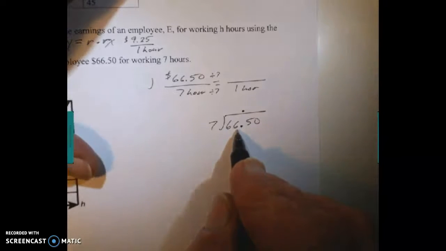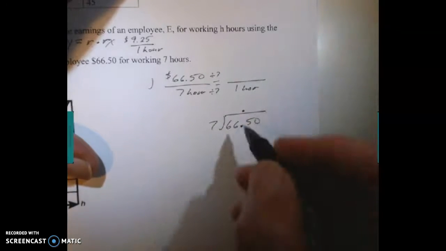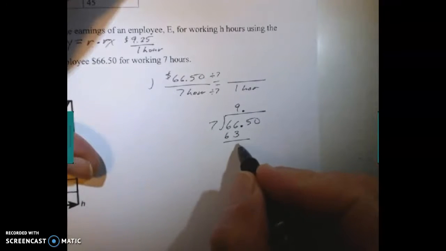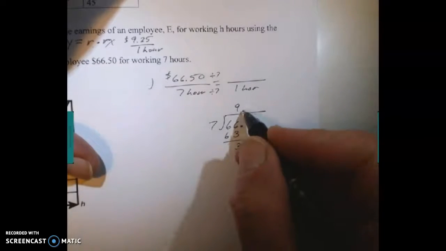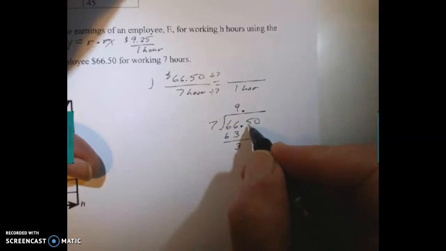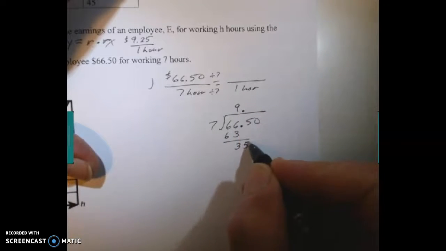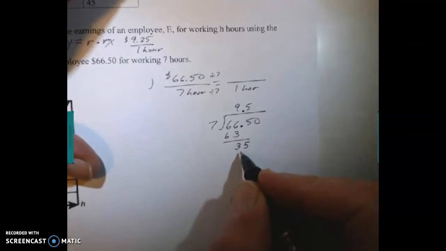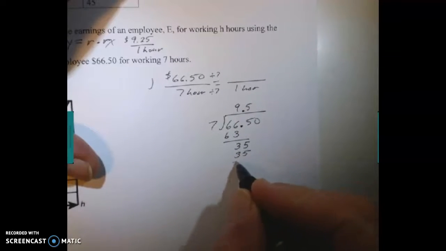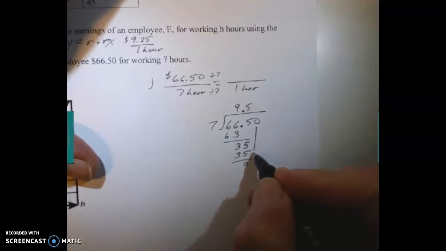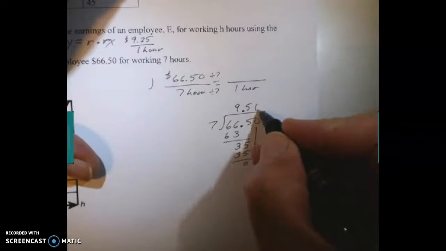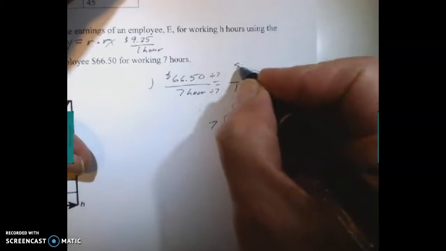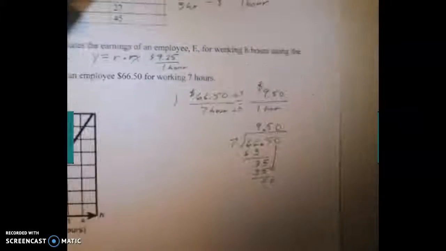7 would go into 66 9 times. 9 times 7 is 63. That's as close as we can get. Subtract, you get 3. Don't worry about the decimal point. It went up. That's where it is in your answer. All you need to do is bring down a 5. 7 would go into 35 5 times, and that is 35. Subtract, you get 0. Bring down another 0, and 7 goes 0 times. That's it. It's $9.50 per hour for this company.